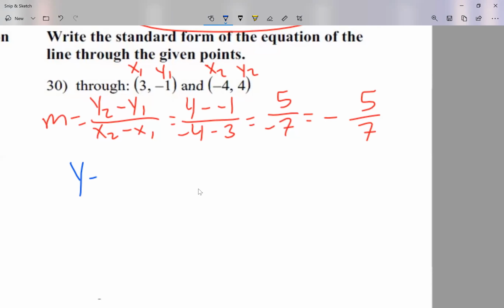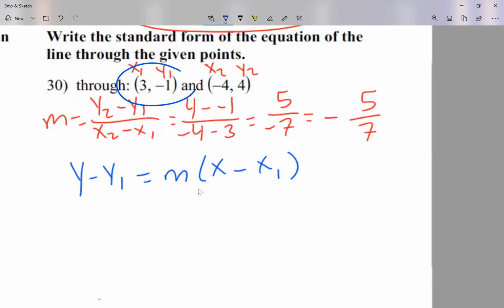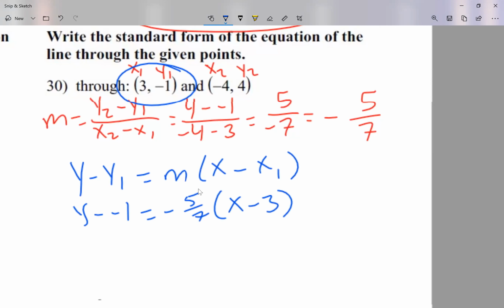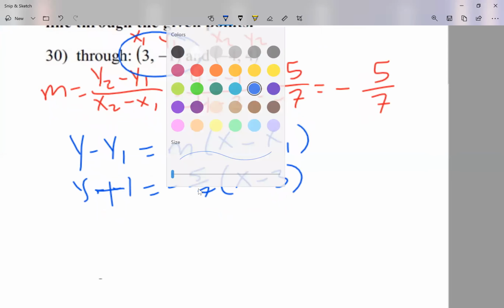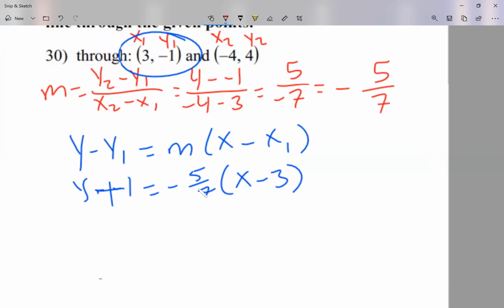And then I'm going to use the formula y minus y1 is equal to m, x minus x1. I'm going to choose a point. Let me choose this one. So I'm going to go y minus a negative 1. It's equal to a negative 5 over 7, inside parentheses x minus 3. The minus and negative on the left side, let me write that as a plus sign. Because I want this in standard form, first thing, let me just get rid of fractions. Let me multiply everything by 7.